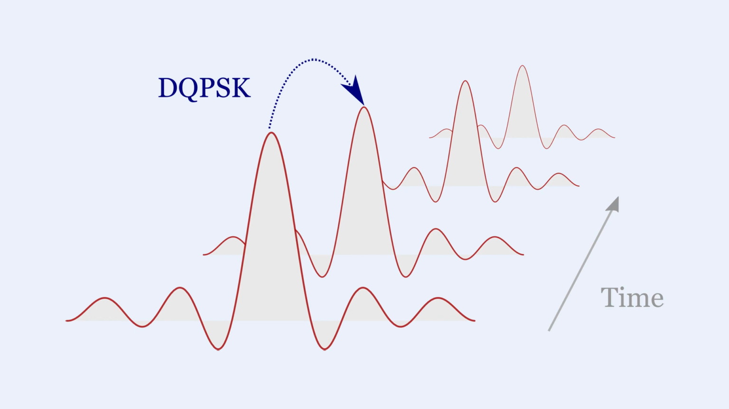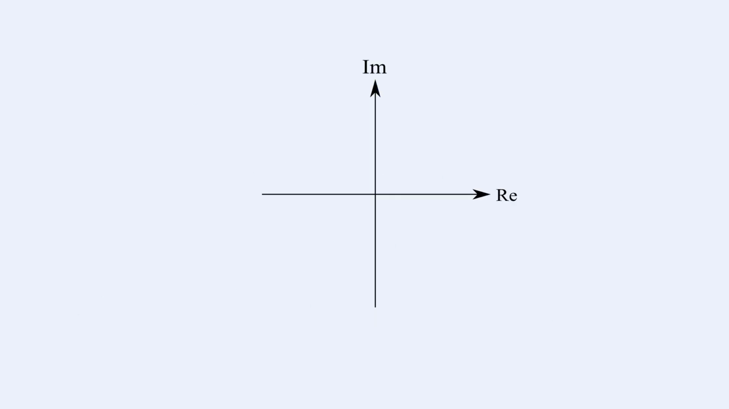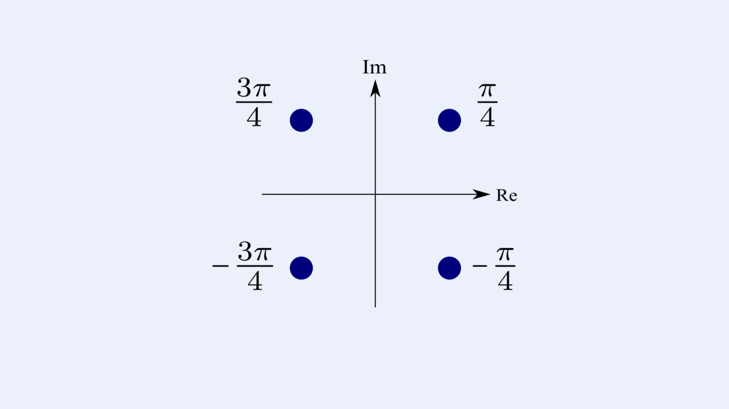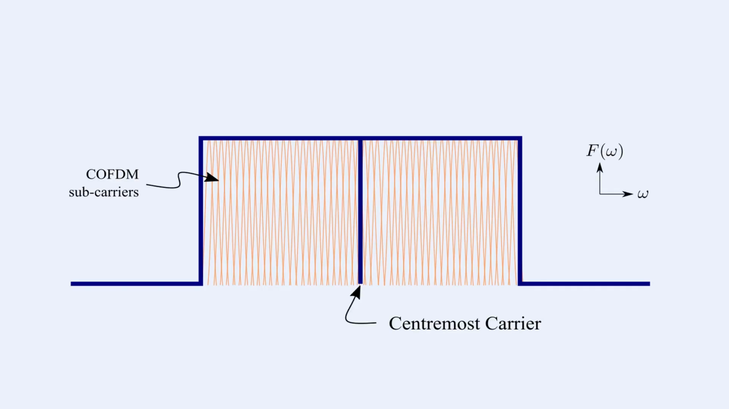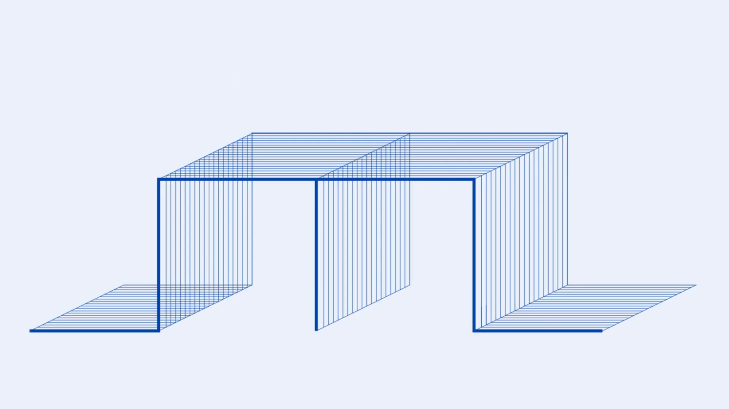The phase value of each subcarrier is modulated by pairs of bits to one of four possible angle values, hence the word quadrature. However, instead of the absolute phase values being used here, the difference between consecutive phases is modulated, hence differential QPSK. Many hundreds of COFDM subcarriers make up a single DAB symbol, and an array of consecutive symbols comprises the DAB frame.